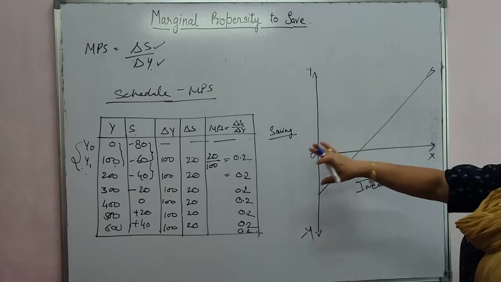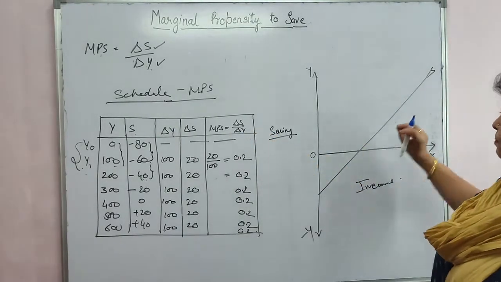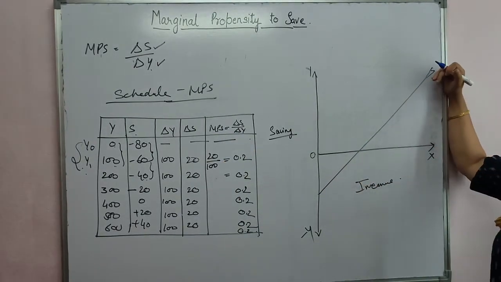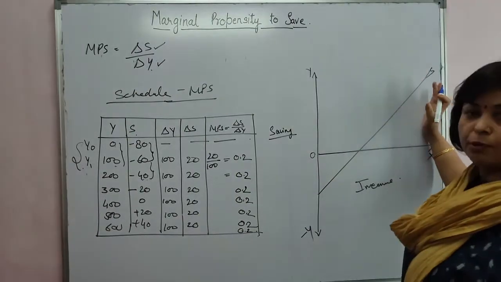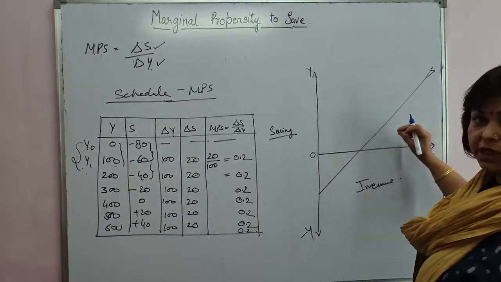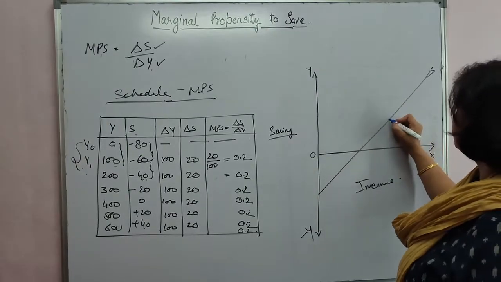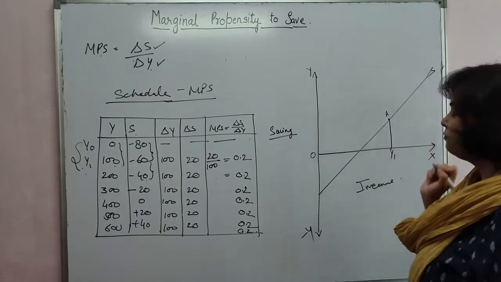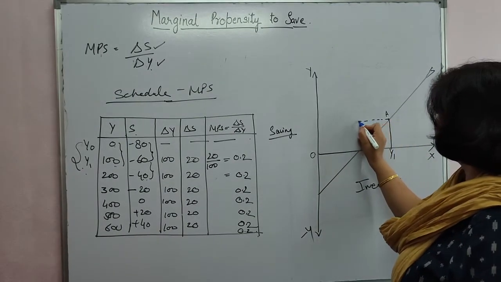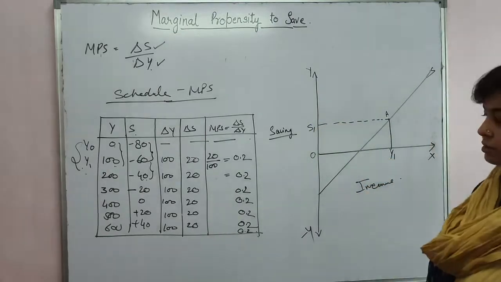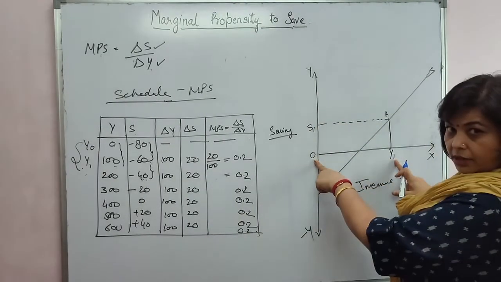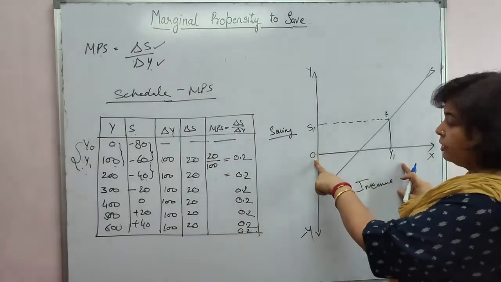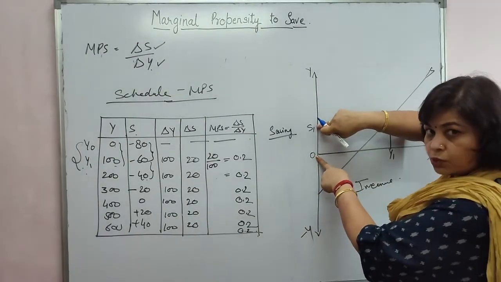Now if we have to calculate the value of MPS, marginal propensity to save is the slope of this saving curve. What does it show? It is the slope of this curve and it shows the change from one point to another. Suppose this is a point A. At this point income is Y1 and saving is S1. At point A, income is OY1 and at this level of income, saving will be OS1.